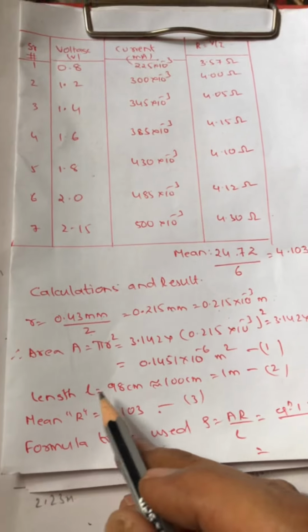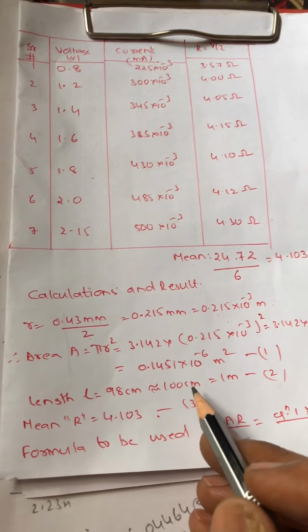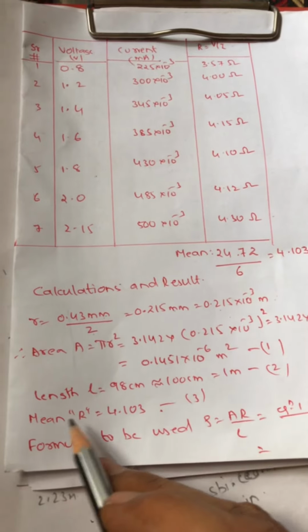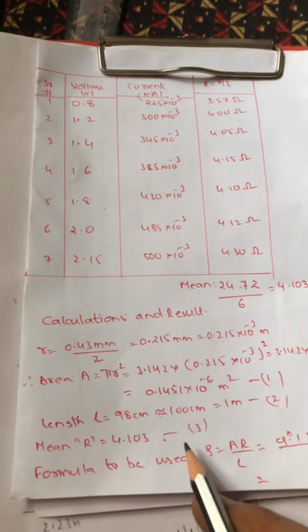We had said the length was equal to 98 centimeters. We had another approximately 2 centimeters, that becomes 100 centimeters. That's equal to 1 meter. Equation number 2 we say. And mean R we have taken from here, which is 4.103. So that is equation number 3.